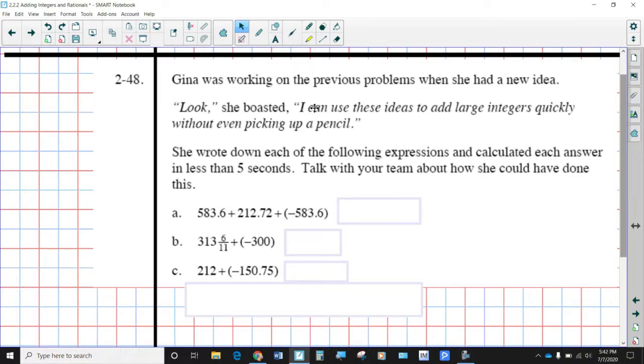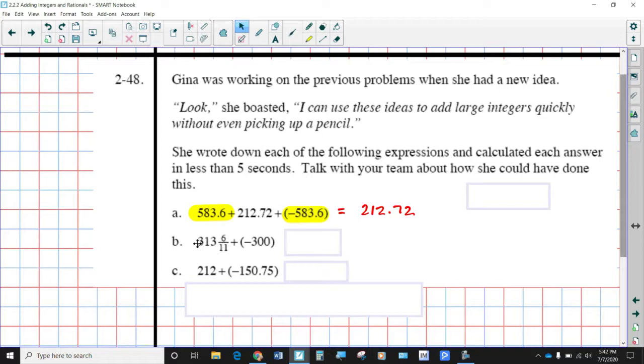Okay, let's see how you did. Now, did you notice that these cancel each other out? Which means that our answer would be 212.72. I absolutely believe Gina might have gotten that in less than 5 seconds.